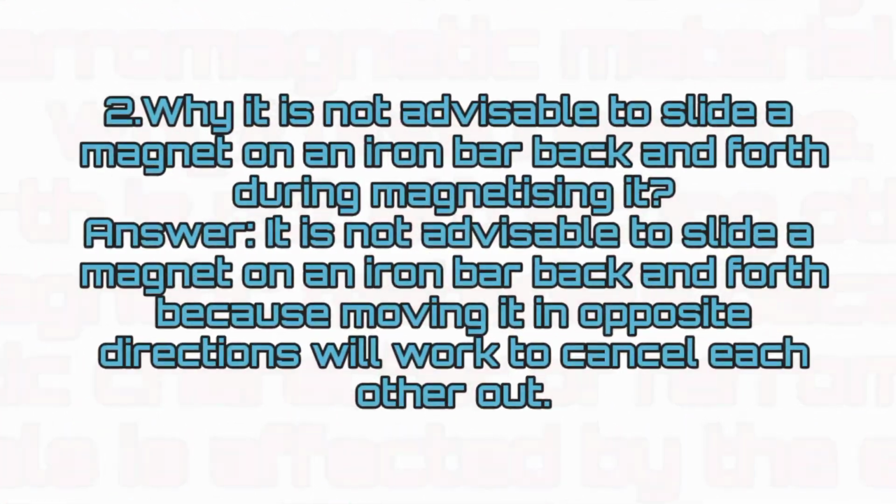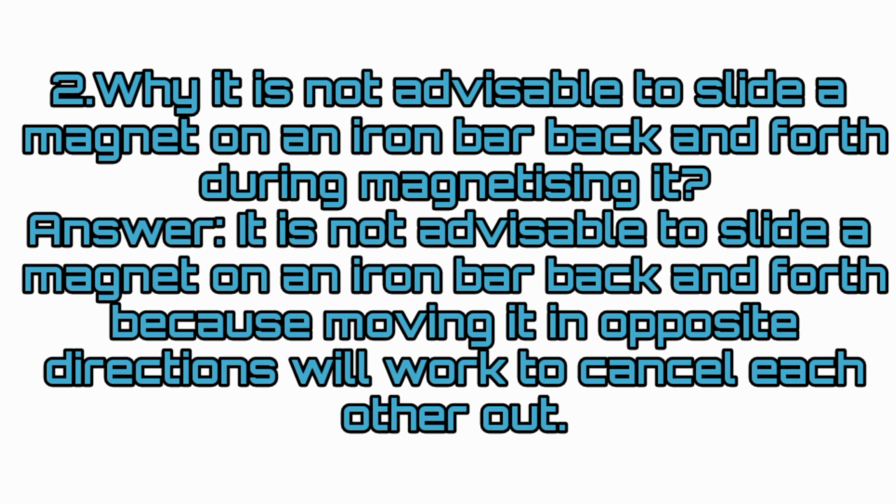Question number 2. Why is it not advisable to slide a magnet on an iron bar back and forth during magnetisation? Answer. It is not advisable to slide a magnet on an iron bar back and forth because moving it in opposite directions will work to cancel each other out.